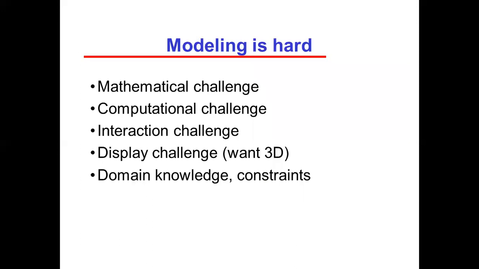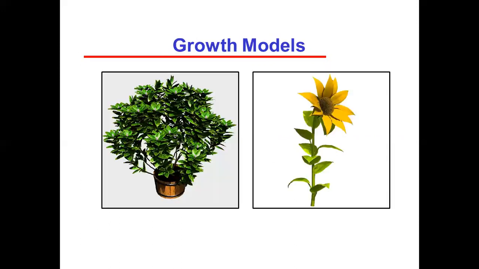Why is modeling hard? There are a number of challenges. First is the mathematical challenge. Whenever we design a model, we emphasize the mathematical challenge, computational challenge, interaction challenge, display challenge, and domain knowledge constraints. Now you can see this is called the growth of models. We cannot identify whether it is a developed model or a natural one. So we can implement such models with the help of different computer graphics packages.